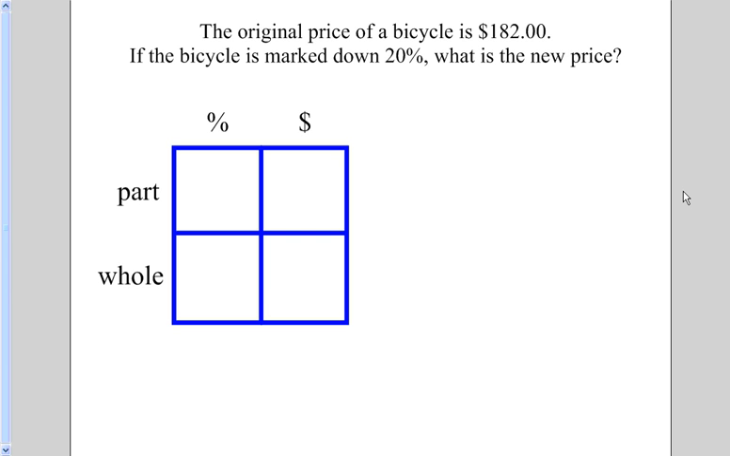20%. 20 is the part of a percent. The whole of a percent is 100%. And we know that the whole price of the bicycle is $182. We want to find out what 20% of that is, and that's the unknown. That's the unknown part.